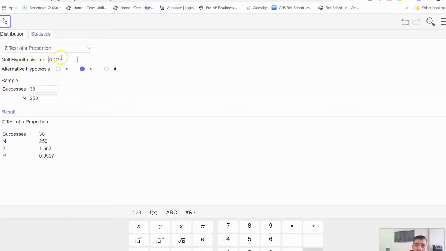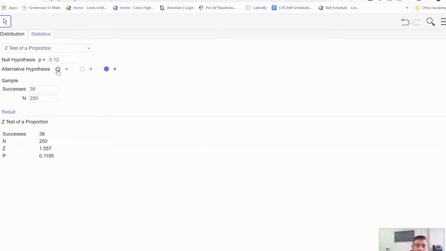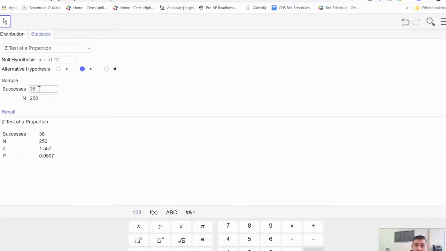Our null hypothesis is 0.12, 12%. Our alternative is greater than. We can choose any of these that we want. Okay, we're going to go greater than. Our successes were 38. Okay, it remembers this from before. And 250. And here's our results.